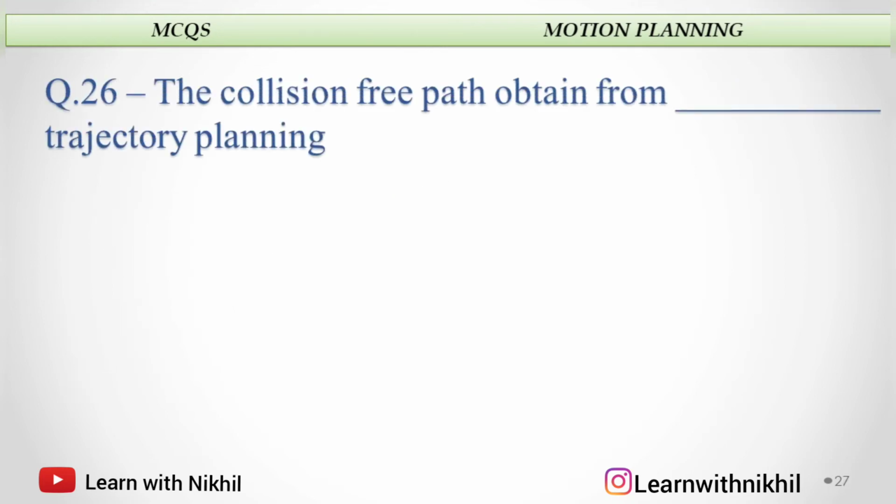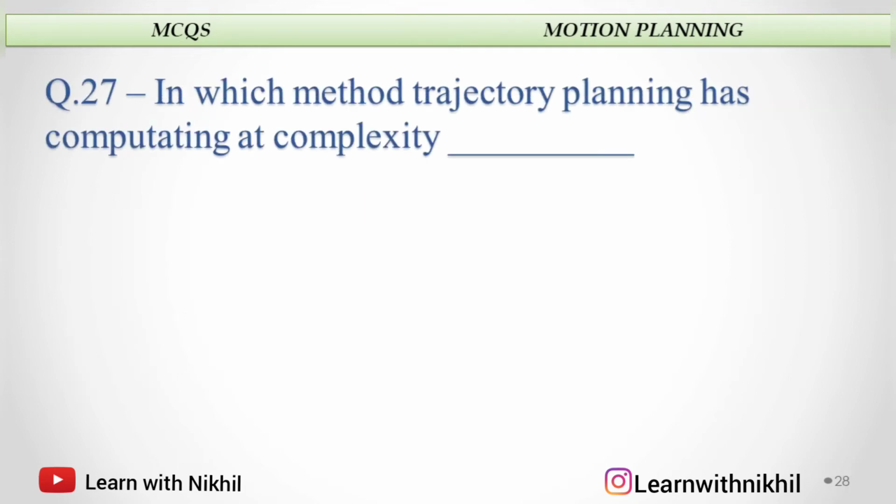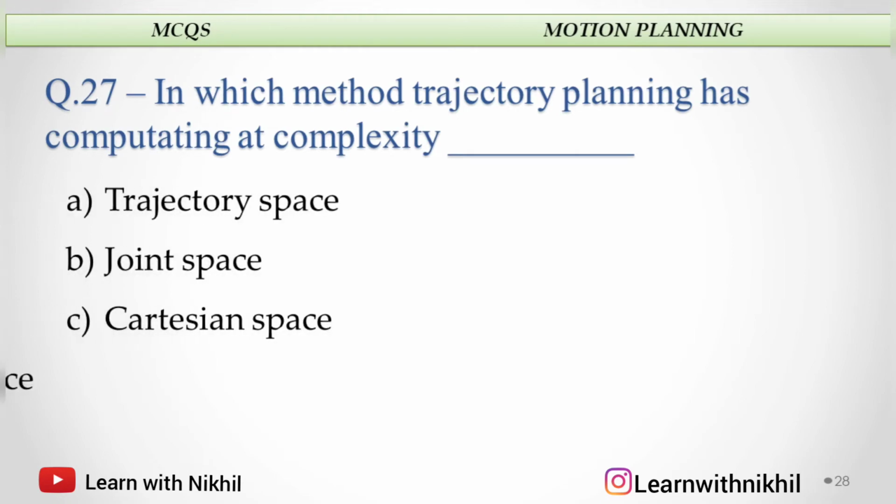Next, the collision-free path obtained from trajectory planning. Collision-free path is always obtained by Cartesian space. Next, in which method does trajectory planning have computational complexity? Trajectory, joint, Cartesian or orientation? And the answer is Cartesian.